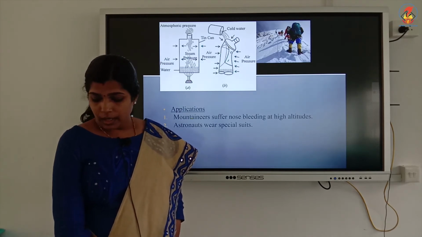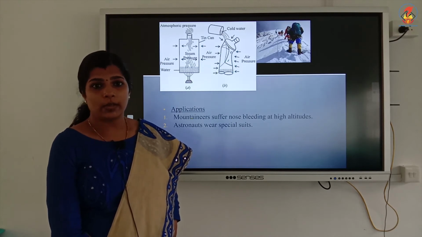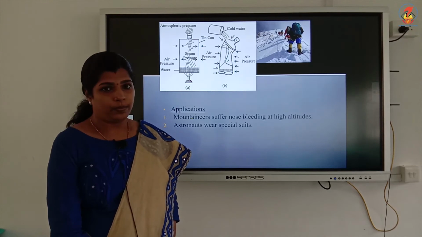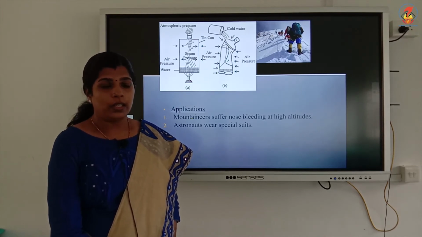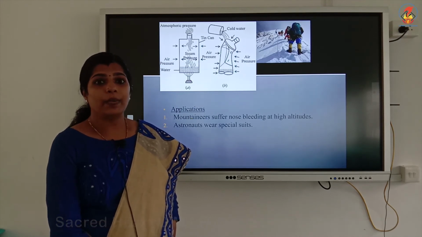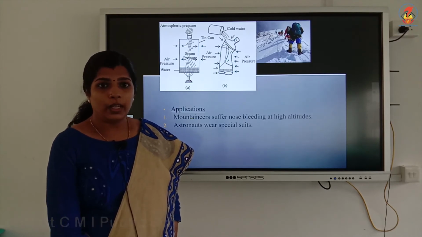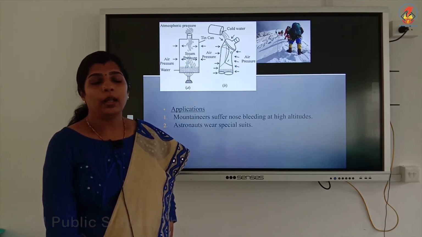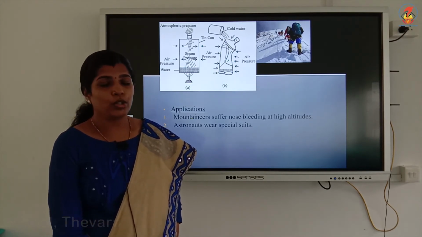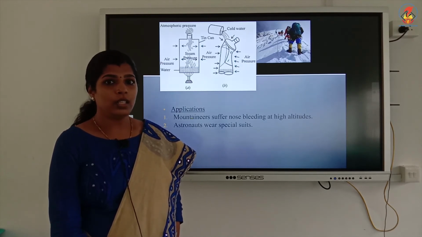Inside an aeroplane, normal atmospheric pressure is maintained in order to avoid all these problems, since they are flying at very high altitudes where outside pressure is very less.